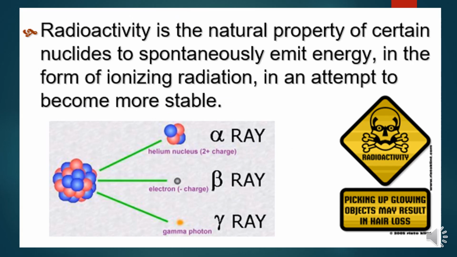Also we can see about radioactivity. Radioactivity is nothing but the natural property of certain nuclides to spontaneously emit energy in the form of ionizing radiation in an attempt to become more stable. We can see X-ray, beta ray and gamma ray.